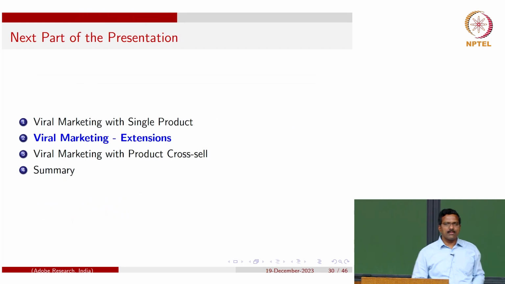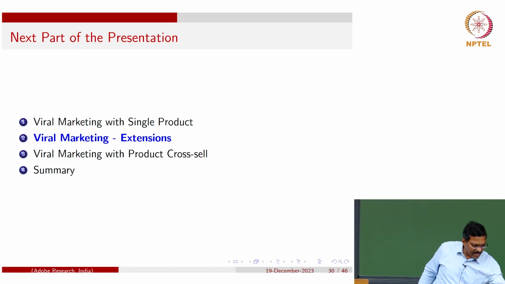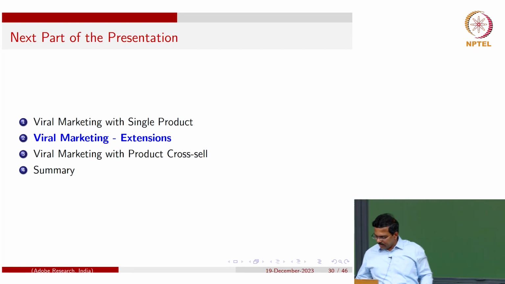Okay, so far I have been covering the foundational aspects of viral marketing with a single product, right? But in real life, it is not the only scenario. There are so many interesting scenarios that can happen. Some of them are mentioned here.